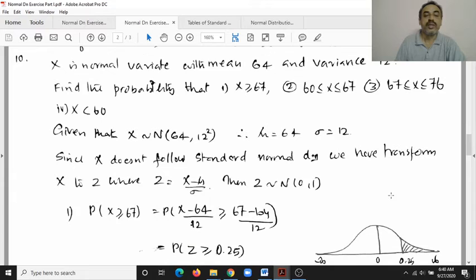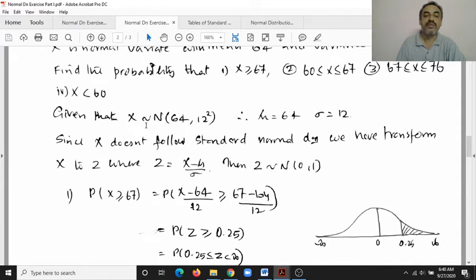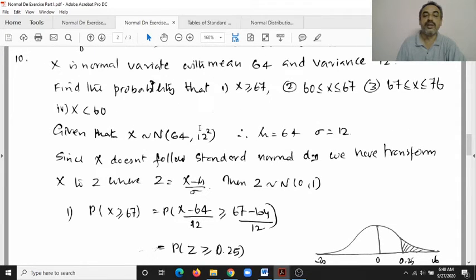Now, in the next question, we are given a normal variate with mean 64 and variance 12 squared. Find the probability of 4 intervals: x greater than or equal to 67, x between 60 and 67, x between 67 and 76, and x less than 60. First of all, we write the given normal random variable in its notation: X follows N(64, 12 squared). Here mu is 64 and sigma is 12. Now, we have the result of transforming normal to standard normal, that is, z equals x minus mu by sigma follows N(0,1) when x has normal distribution.